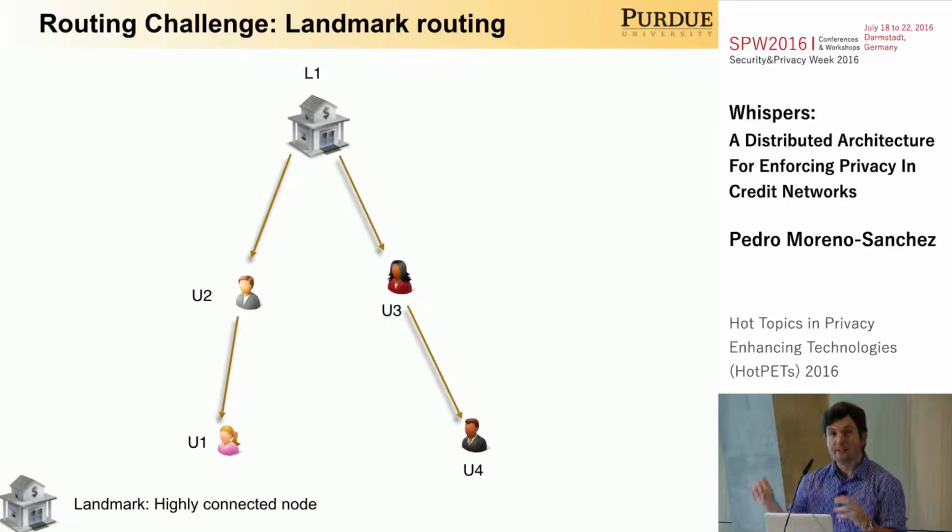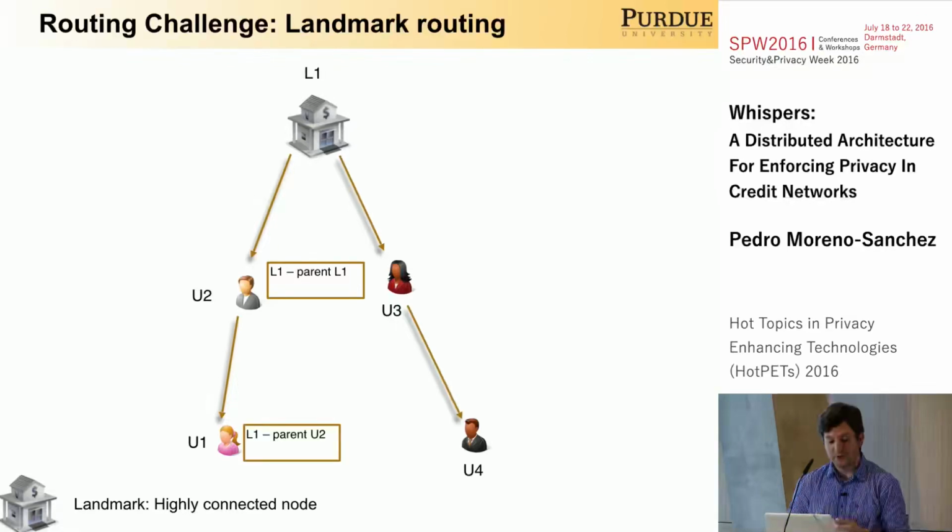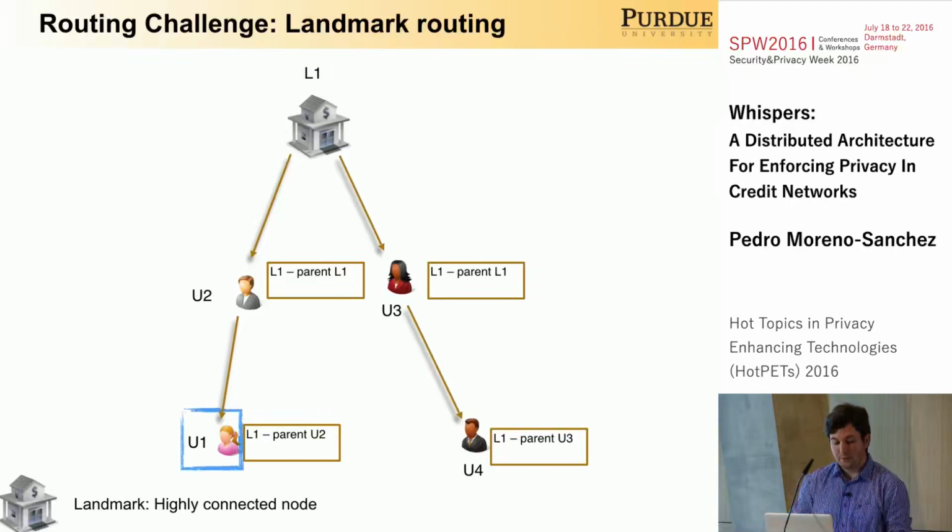Every user in the system is going to learn his parent to the landmark. In this example, user 2 will learn that his parent to the landmark is the landmark itself. User 1 will learn that his parent to the landmark is user 2, and the rest of the users are basically the same. Now imagine that we want to find a path between user 1 and user 4. What we can do is reconstruct the partial path from user 1 to the landmark, the partial path from user 4 to the landmark, and then stitch together these partial paths, and we get a whole path from sender to receiver.